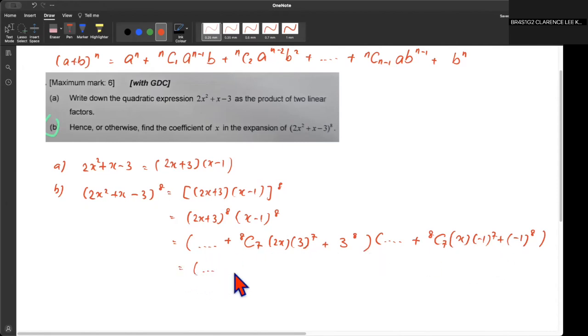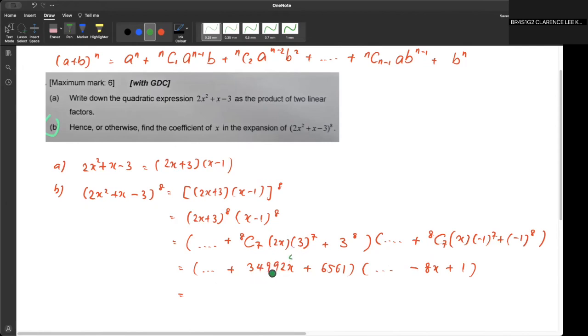So use your GDC, calculate this, and we will get 34992x and 3 to the power of 8, 6561. For this, if we expand it, we will get negative 8x plus 1. Now it will be clearer why we don't need the first few terms, because the question wants x to the power of 1 only. When you expand the last two terms here, we just need to select accordingly.